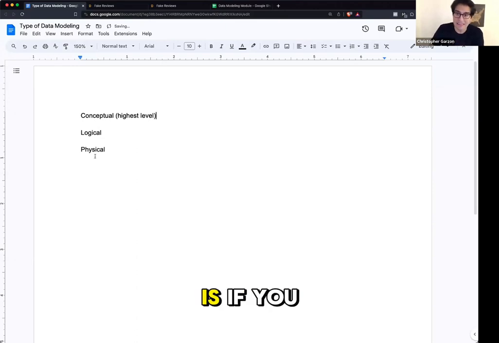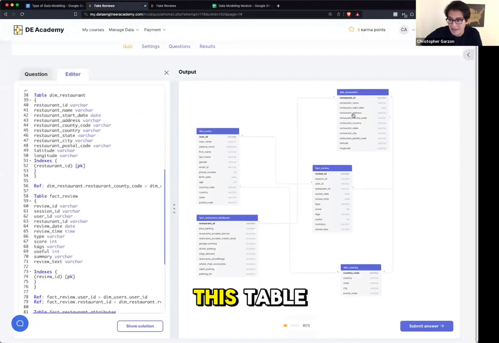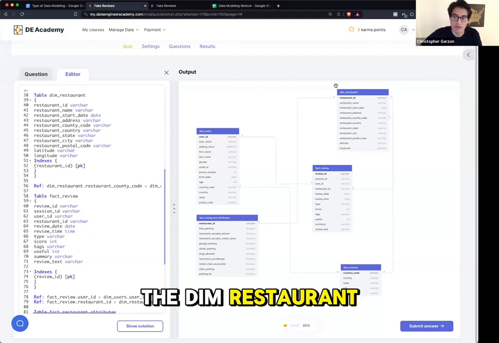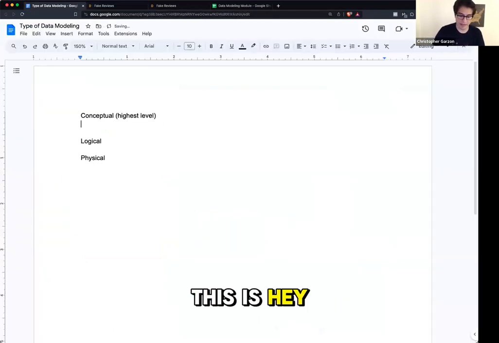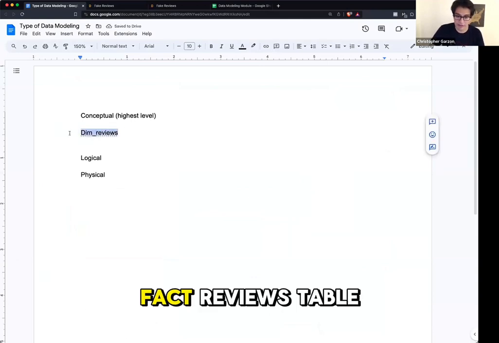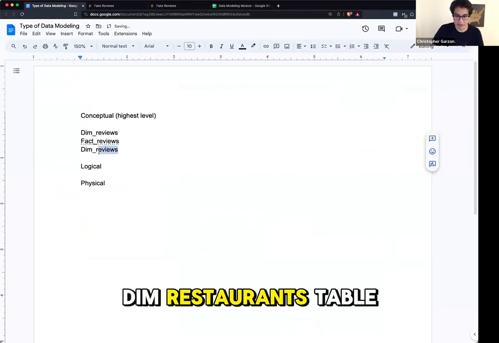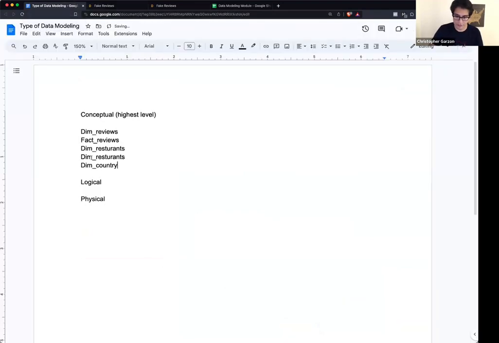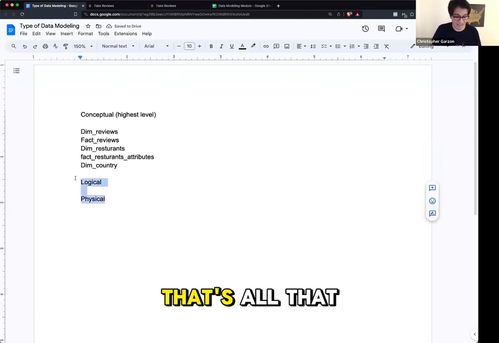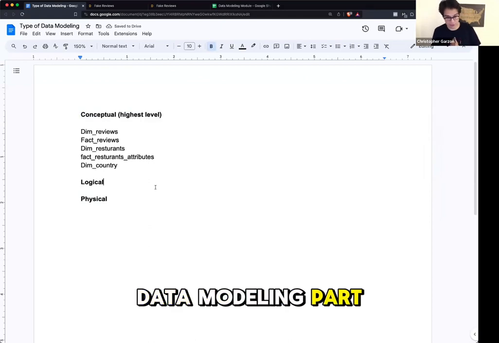And what that means is if you look back at this table, all you're really doing is this purple part. The dim users, the fact restaurants, the fact review, the dim country, the dim restaurant. That's it. This is, hey, if you're presenting to your boss, hey, I think we should have a dim reviews table, fact reviews table, dim restaurants table, dim country, fact restaurants attributes. That's it. That's all that a conceptual data modeling part consists of.